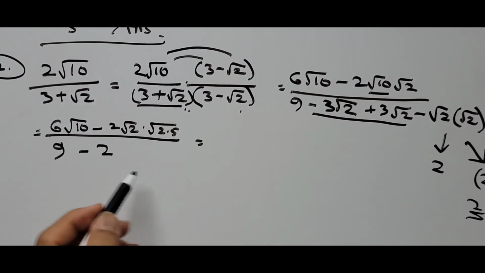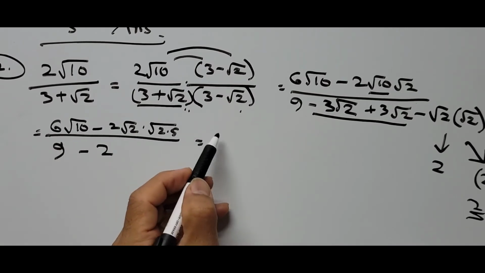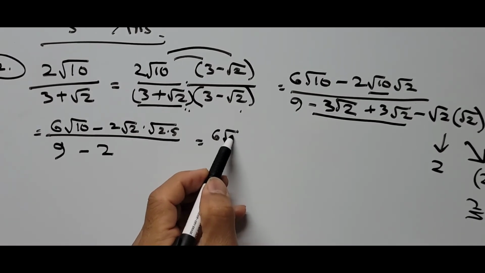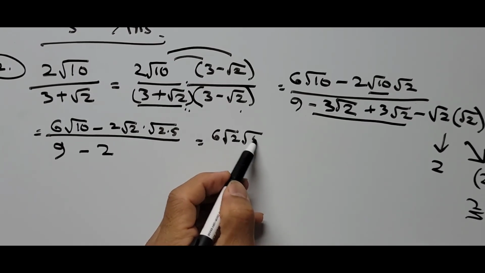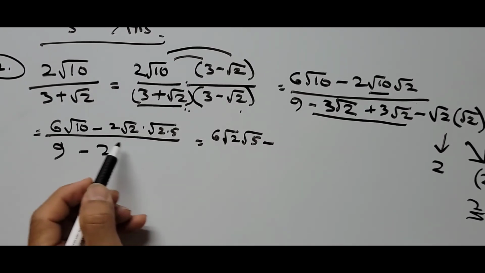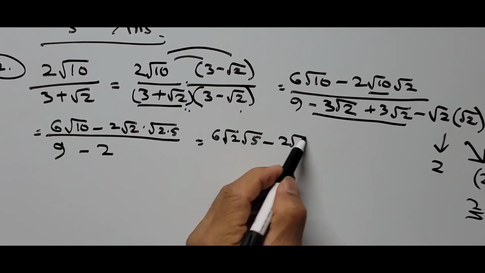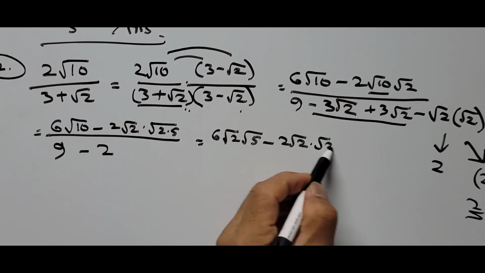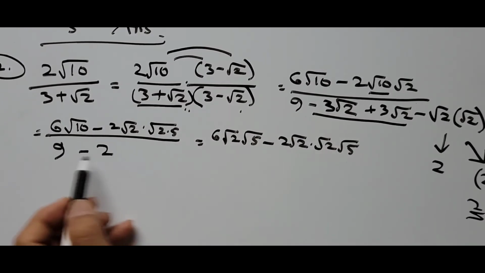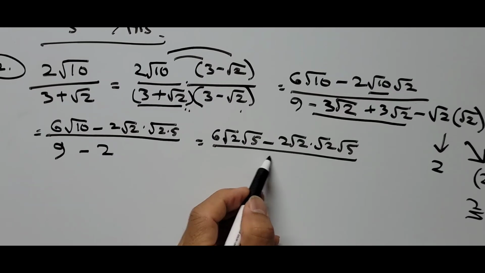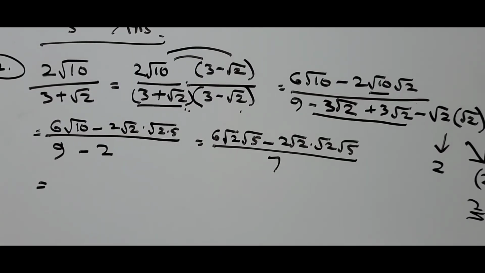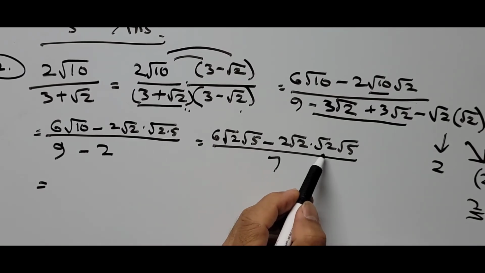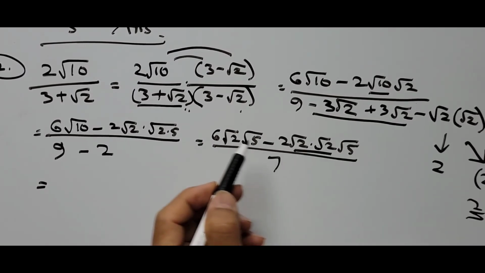Okay, so we have here, so once again just write it down again. Square root of 10 is square root of 2 times square root of 5, minus right here 2 times square root of 2 times, this can be split, square root of 2 again, square root of 5, divided by 9 minus 2 is 7. Okay, so what we have here now, if you notice this 2 and square root of 2, that becomes just 2.